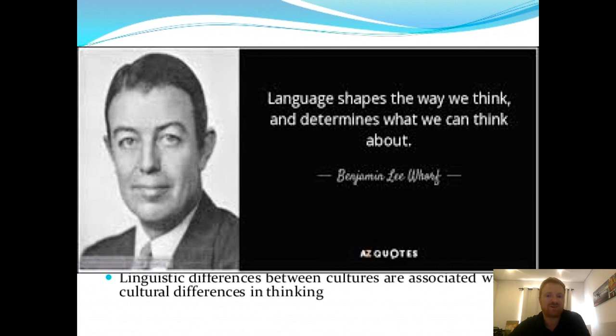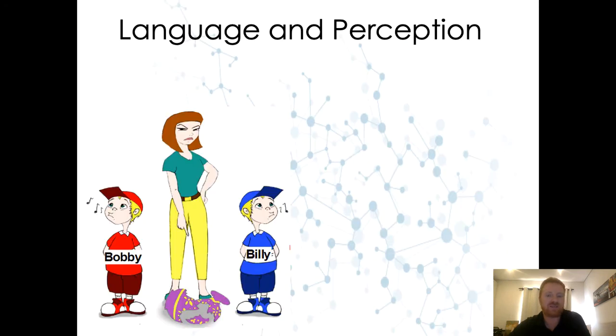So this is a quote from Benjamin Whorf, which says, "Language shapes the way we think and determines what we can think about." It's true to a certain extent. Here's a couple of examples. They did one study to look at Spanish speakers, to look at the specific grammar structure of when accidents happen. So Bobby and Billy are playing with a vase, and maybe one of them drops it. And the idea was that they wanted to test people's memories later to see, could they remember which one of the boys broke the vase?